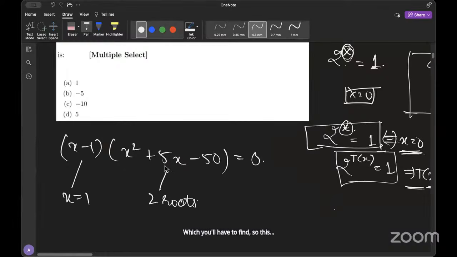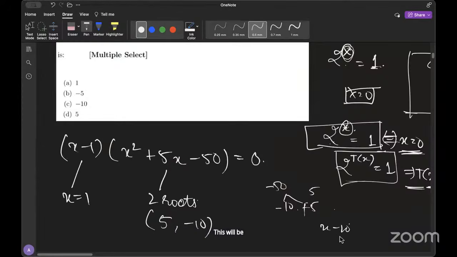The product should be minus 50, and the factors should be 10 and 5. It should be 10 and minus 5, and that gives you plus 5. If we take minus 10 and 5, the sum would be minus 5. The roots will be 5 and minus 10 only. This will be x minus 10 and x plus 5, or rather x plus 10 and x minus 5, because 10x minus 5x gives 5x, and 10 into minus 5 is minus 50.